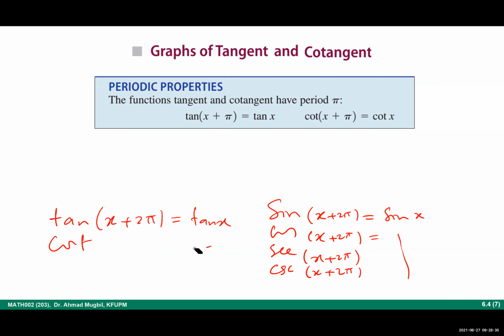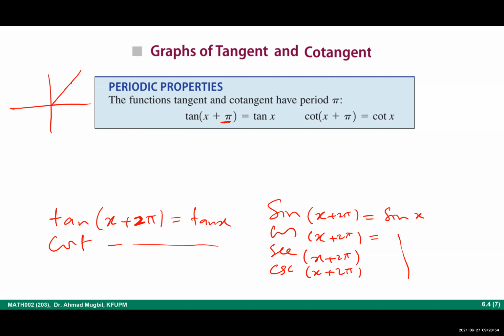But what is special about tangent, guys? What is special about tangent is there is a number smaller than 2 pi that satisfies this. What is it? Pi. Tan x plus pi equals tan x. And yeah, guys, I think you know why. I told you that before.